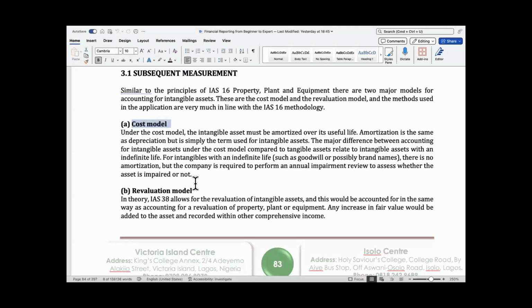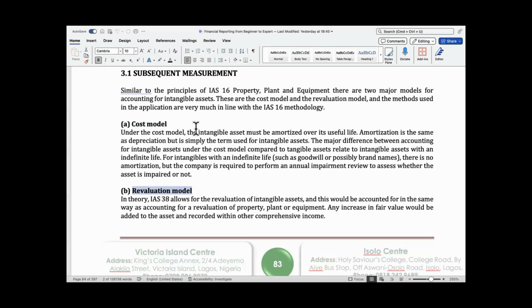For cost model, I told you it is cost minus accumulated depreciation. But here, they don't call it depreciation. They call it amortization. Minus accumulated impairment losses. The same thing here. For revaluation model too, fair value minus subsequent accumulated amortization, minus accumulated impairment losses, all those principles I taught you in IAS 16, the same.